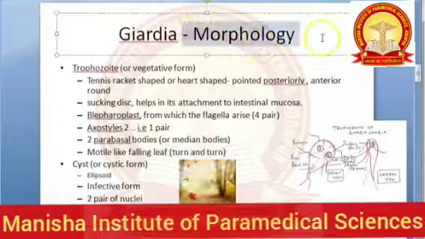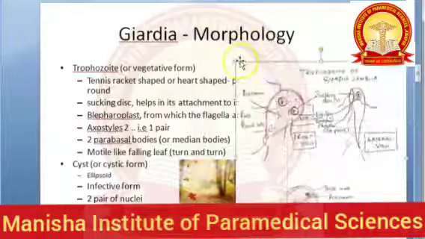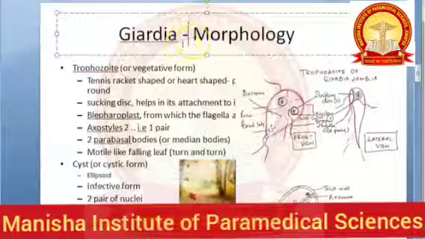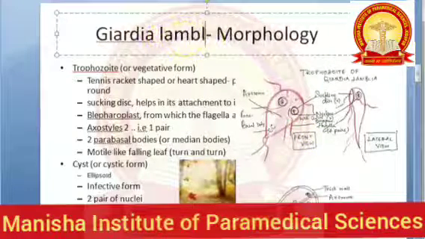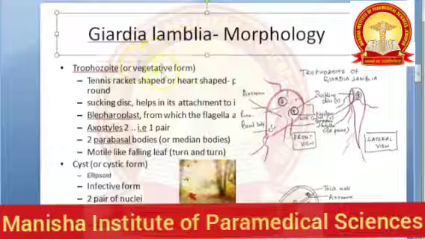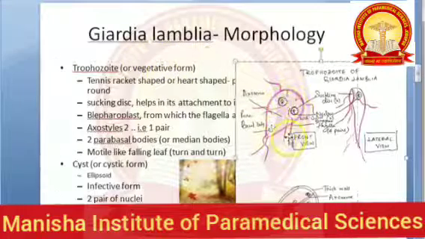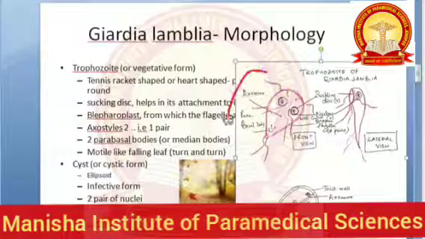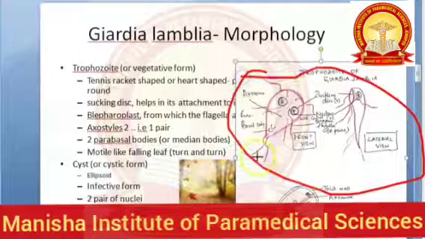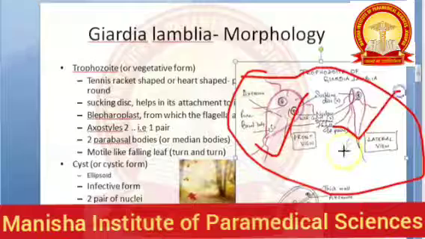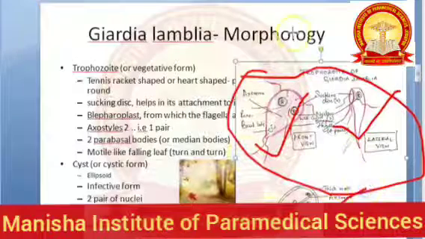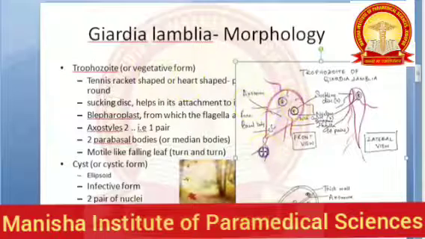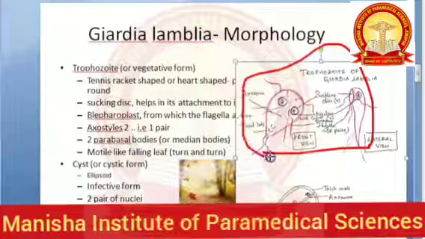That was the history. Now the morphology. Let's go into the details of Giardia lamblia morphology. Basically there are 2 forms, the trophozoite form and the cyst form. Here you can see the trophozoite forms. This is the frontal view, this is the lateral view, and this is the cyst. Look at the details of the trophozoite. The trophozoite is the vegetative form.